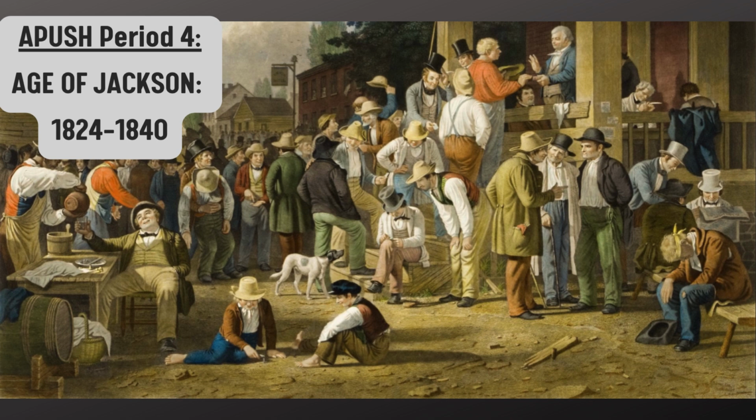The age of Jackson is not just about one man's rise to power, but also about the broader democratic expansion and shifts in political alliances. As we explore this timeline, keep in mind the key themes of political transformation and the evolving role of the presidency. Let's uncover how these developments set the stage for the modern American democracy.